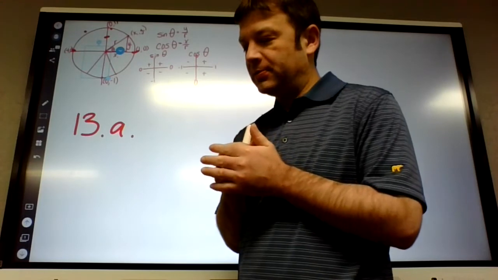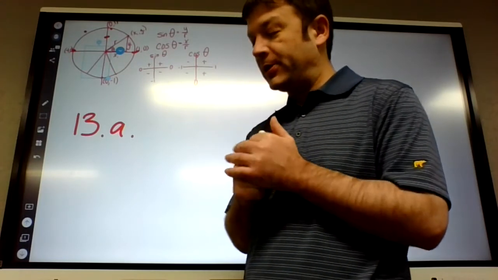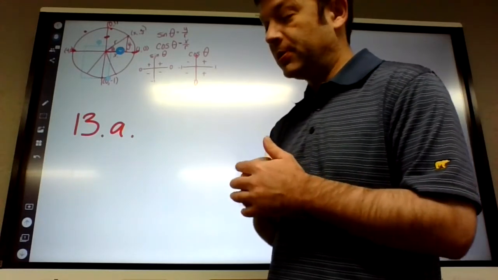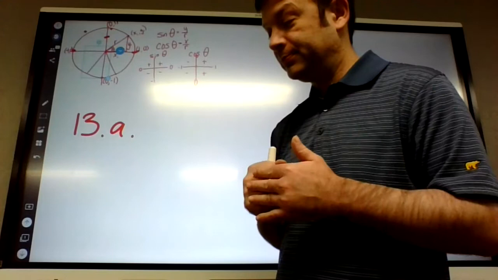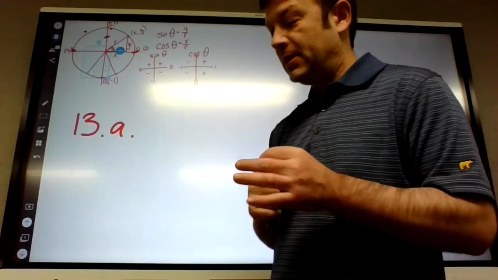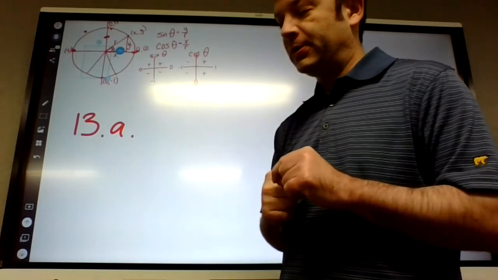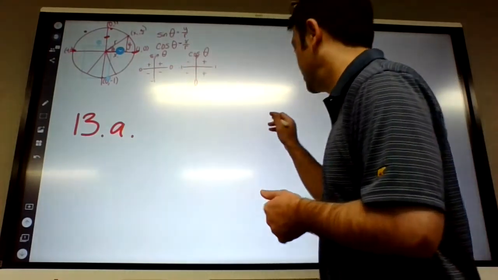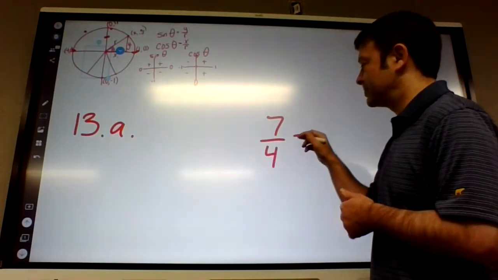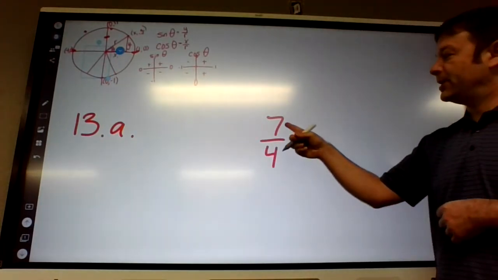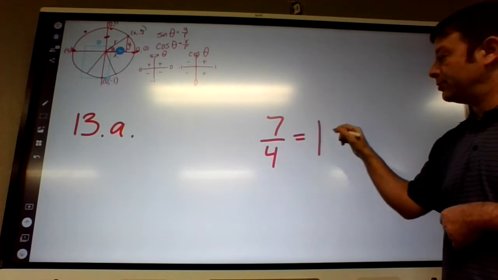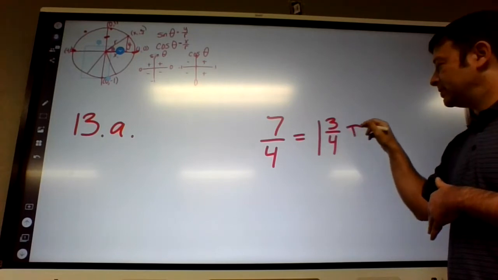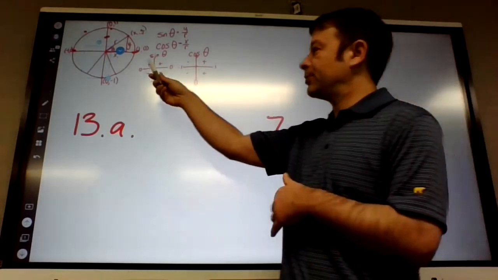Okay, so Brock, where do you think 7 pi over 4 would be? Fourth one. How did you know that? It's just less than 2 pi. Right. 8 pi over 4 would be 2 pi, so it's just smaller than 2. It's 1 3/4. Do you guys remember how to change impropers into mixed numbers? Basically divide. 7 divided by 4 is 1 with the remainder of 3. So it's a little bit less than 2 pi, so it's fourth quadrant.